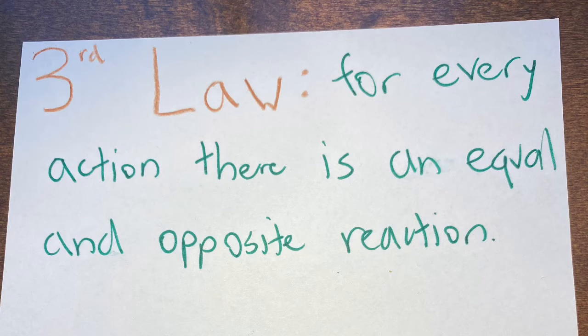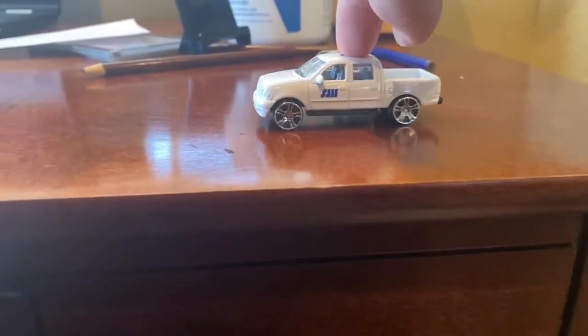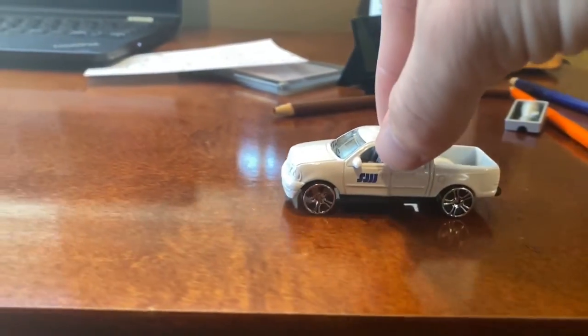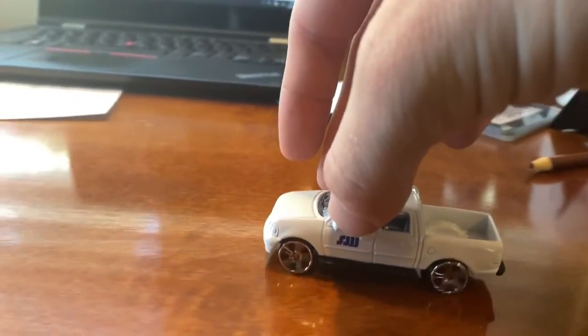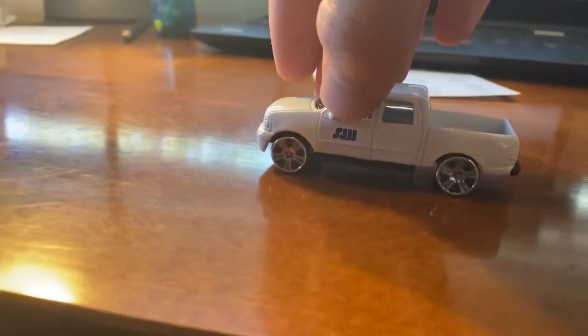Newton's third law states that for every action, there is an equal and opposite reaction. A real-world example of Newton's third law can be seen in a car driving down the road. As the wheels spin, they grip the road and push the road backwards. Since forces result from mutual interactions, the road must also be pushing the wheels forward.